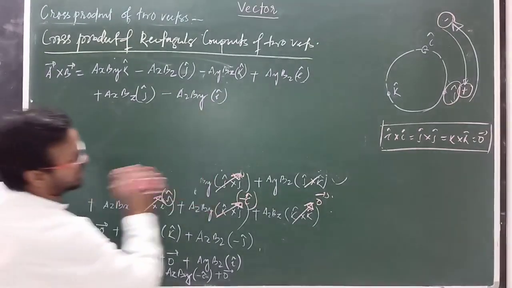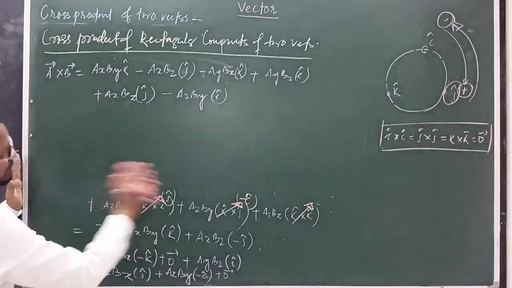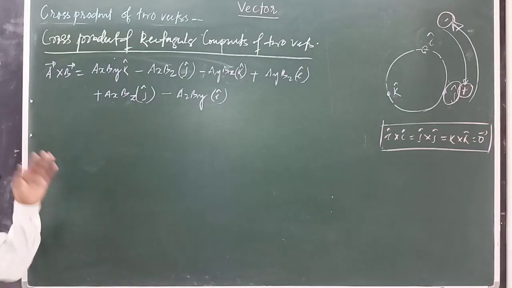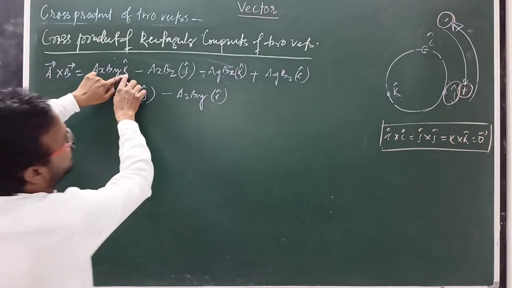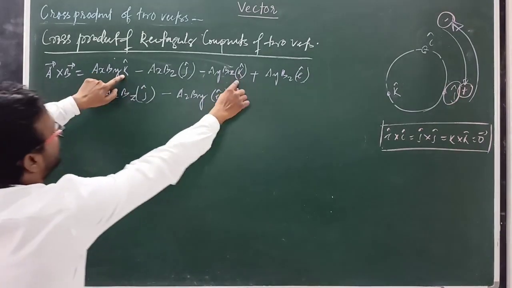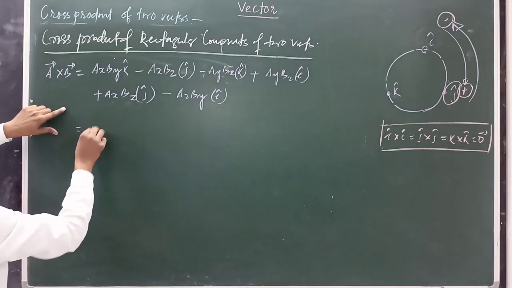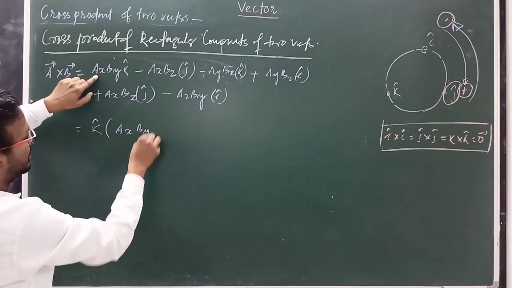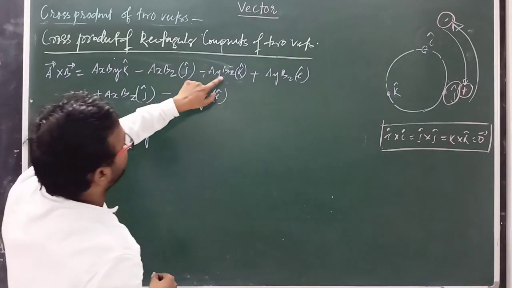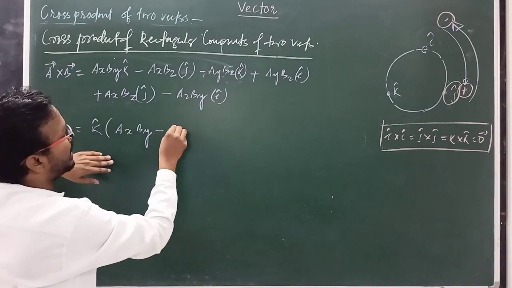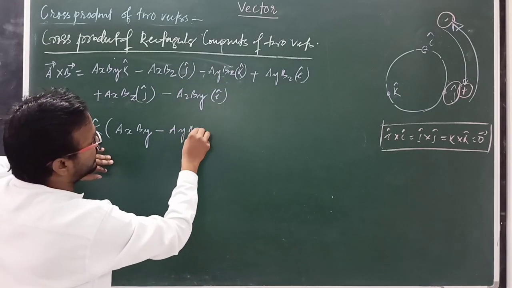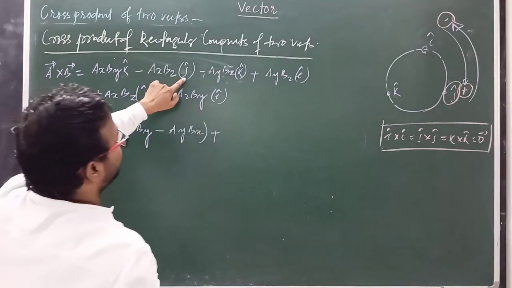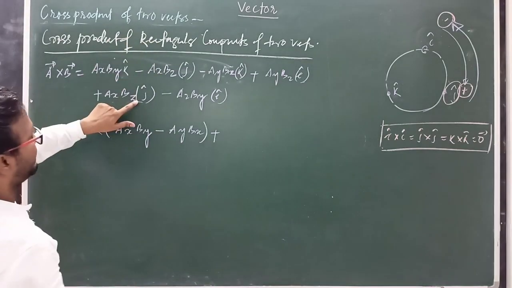Now solve this term. There is one common term i cap, j cap and k cap. So we can write here that is k cap and another one term is here k cap. So k cap you can take common, that is k cap. The remaining term here ax by k cap common and here ay bx minus ay bx, again plus. So here j cap and another one j cap is here.